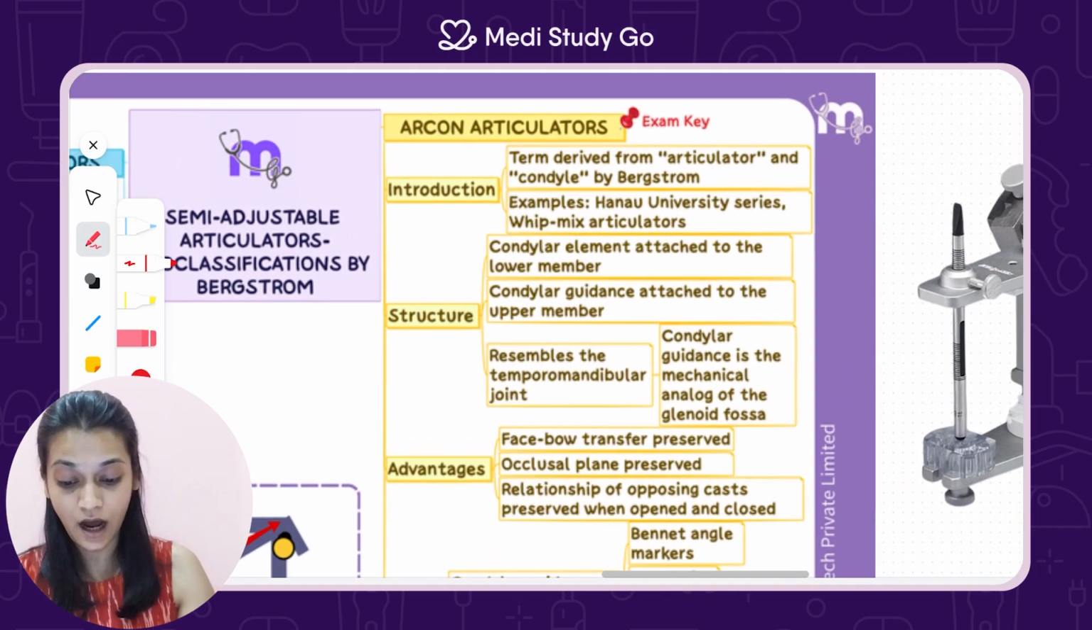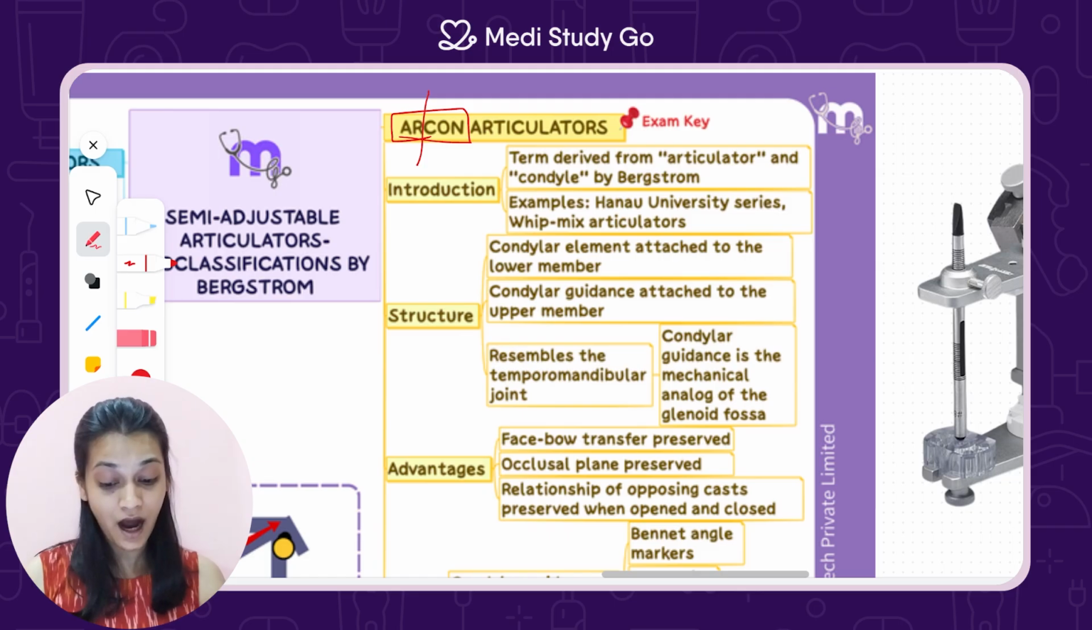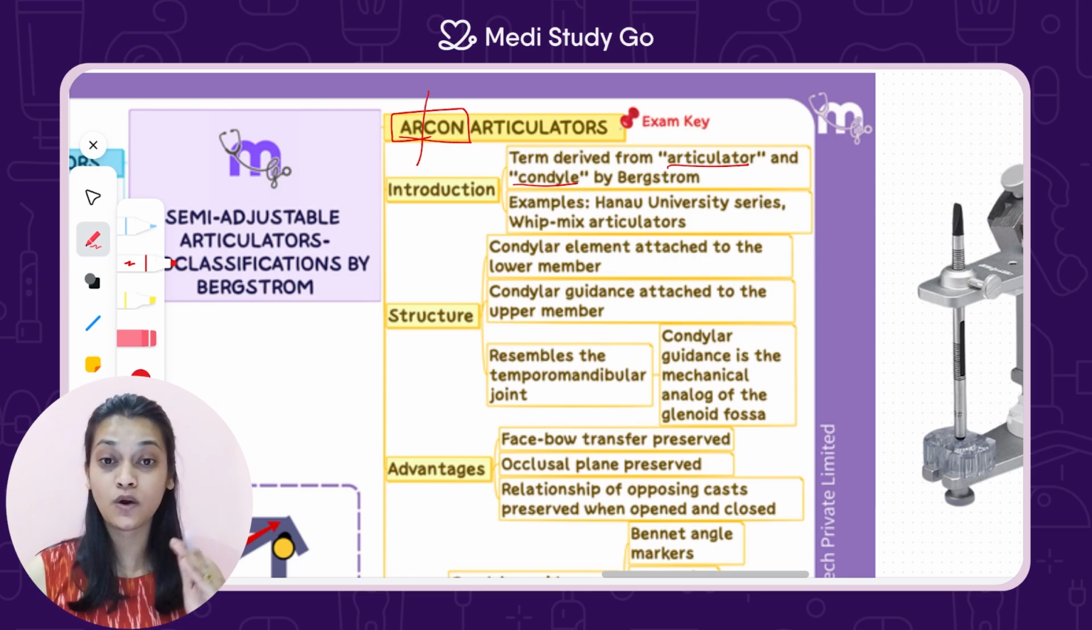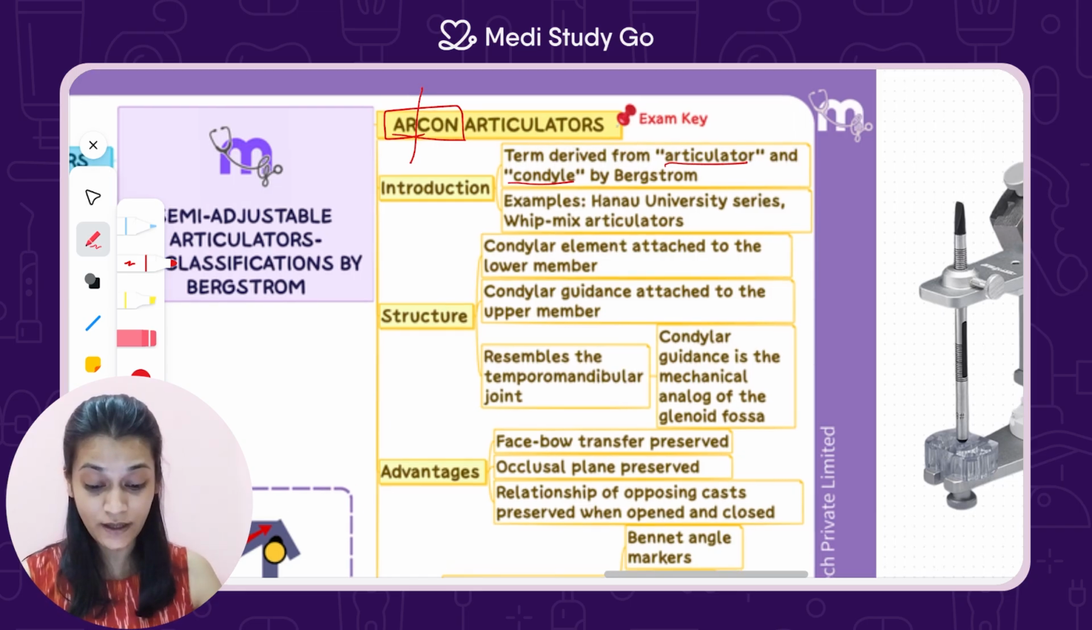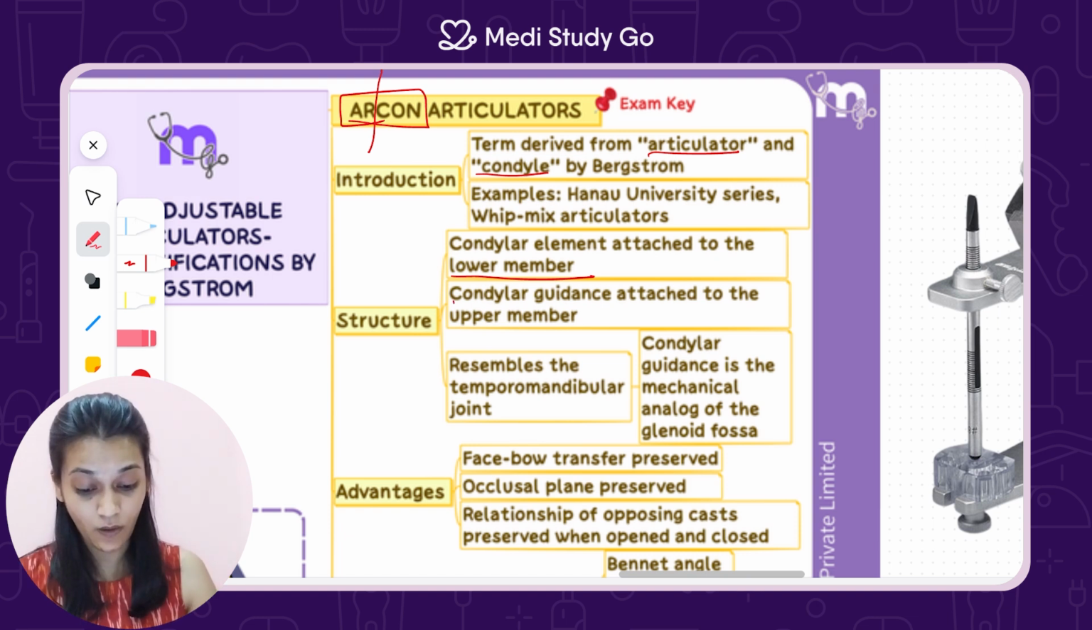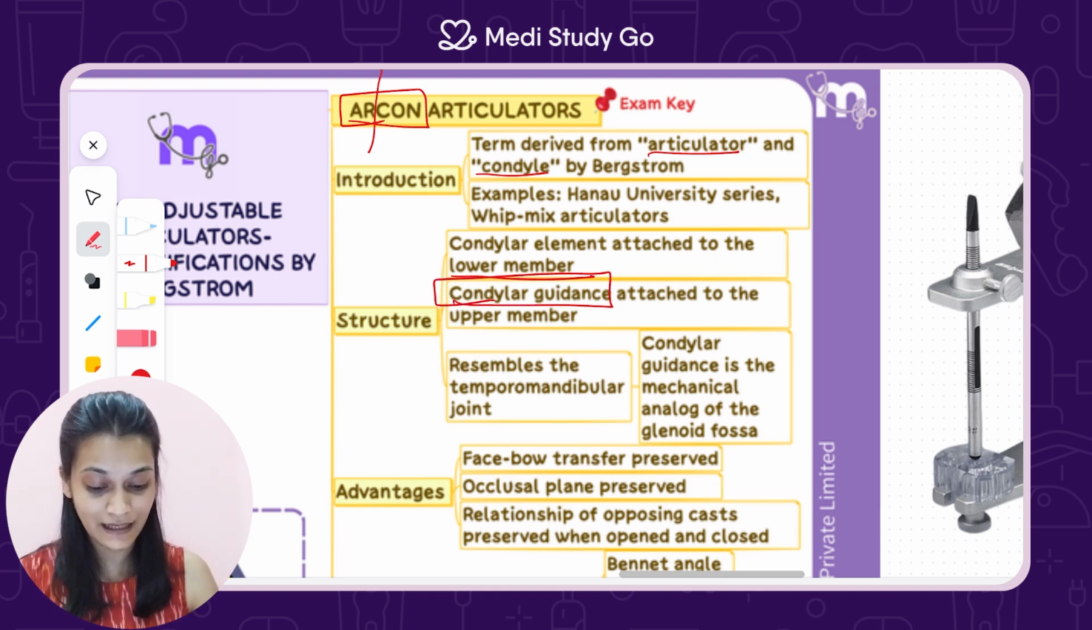When I talk about Arcon, I want you to divide the term into two parts. Arcon: Ar meaning articulator, con meaning condyle. So whenever the condylar element is going to be similar to what we have here. Where is the condylar element present for us? Yes, it's in the mandible. So if it's attached to your mandible, it's going to be Arcon. But the condylar guidance is going to be attached to the maxilla.